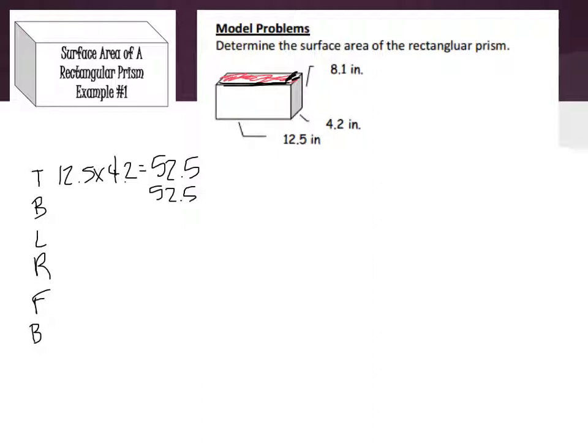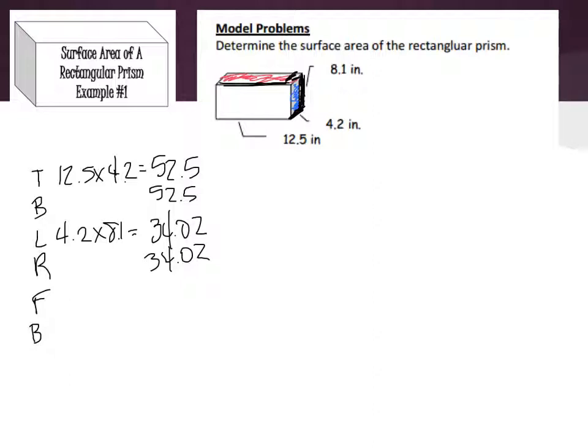Now, the left and right are congruent. Over here, we see that this end that's shaded would measure 4.2 by 8.1 units, so it's 4.2 wide and 8.1 tall. Same thing with the left, they're going to be congruent. 4.2 times 8.1 gives us an area of 34.02. If the left and the right are congruent, then I know they're both 34.02. I've got 6 faces with 3 pairs of congruent faces. And then we're going to do the front and the back.